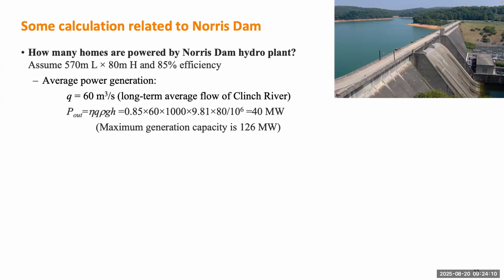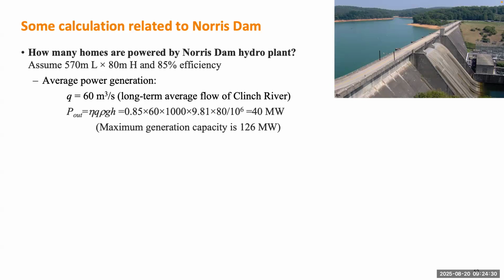So we have a power output equal to the efficiency eta multiplied by Q, and then the density of water, the gravity, G, and the height. So we get 14 megawatt. The 40 megawatt is about a third of the maximal generation of this power plant.